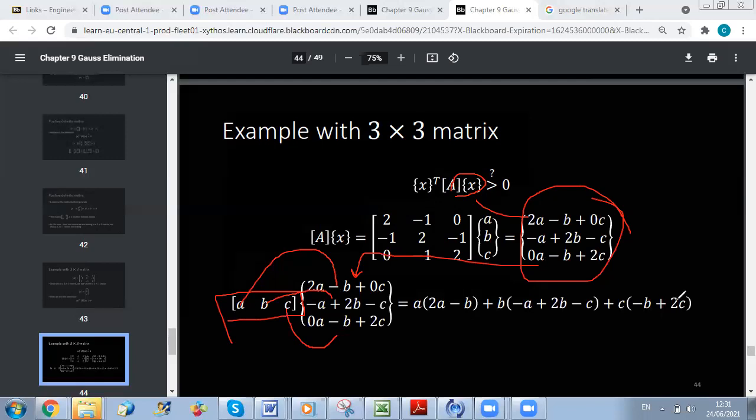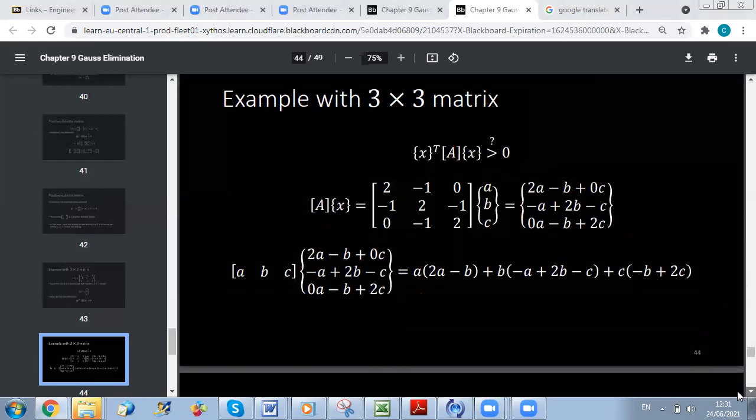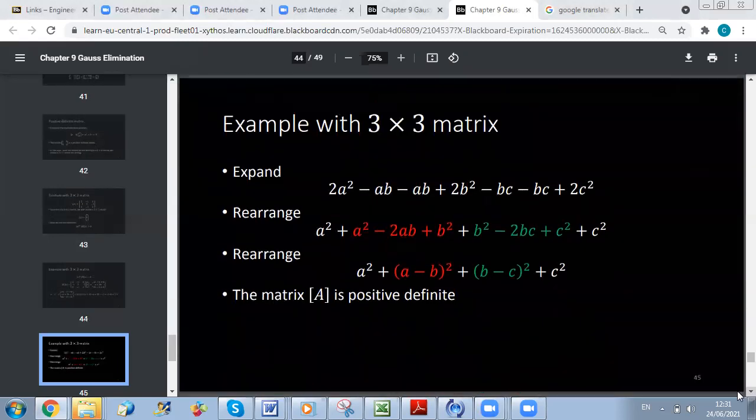Now, our purpose is to demonstrate that this is always positive for A, B, C different than 0. To do so, I will expand and rearrange my terms to put it in the form of a summation of squares. In this way, I can prove that it will always be positive. So I will expand and I will get the following result.